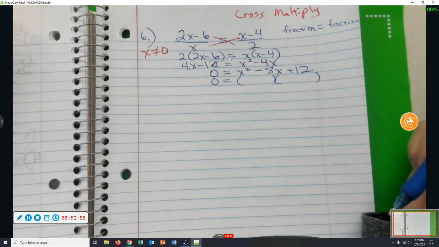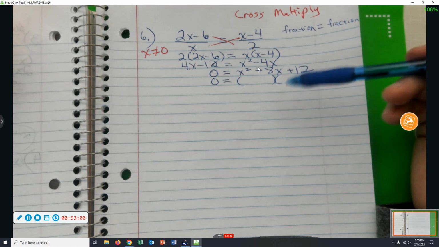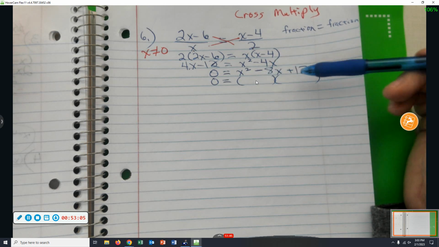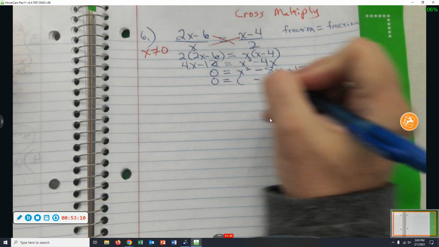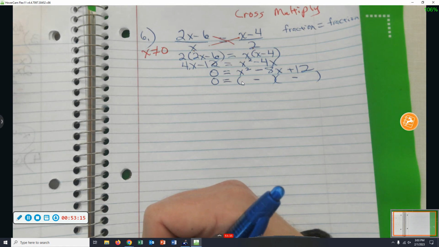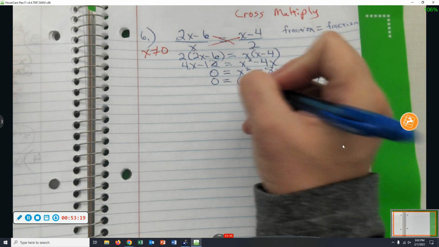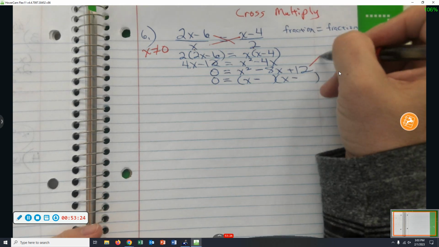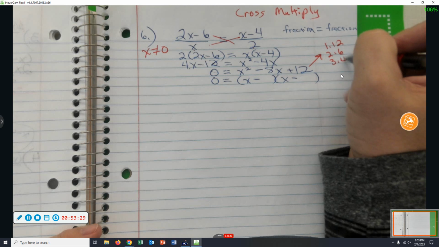Oh, I like this. Last sign's a plus, so what do we know about the signs? So it's going to be a minus. Okay, if the last sign's a plus, you're going to have 2 of those first signs. So we have a minus and a minus, x squared. So 4 and 3. Okay, well, for x squared, it's just going to be 1x and 1x. Now for 12, we have 1 times 12, 2 times 6, and 3 times 4.